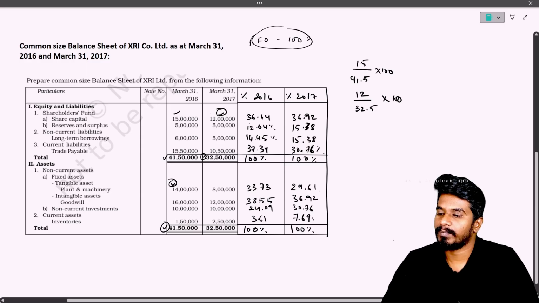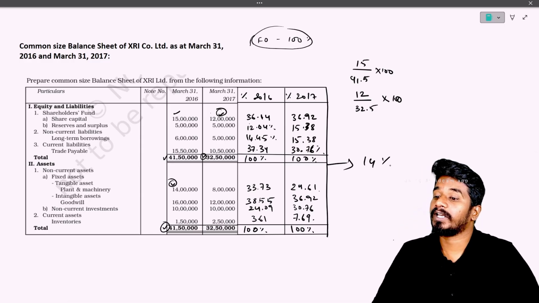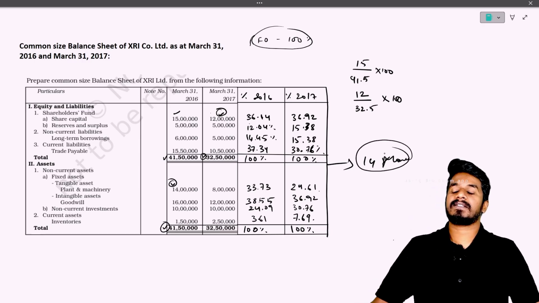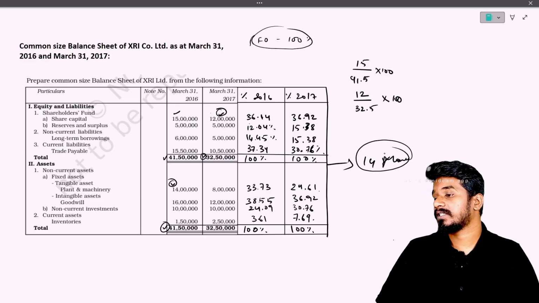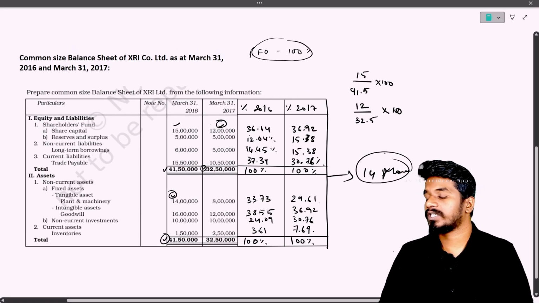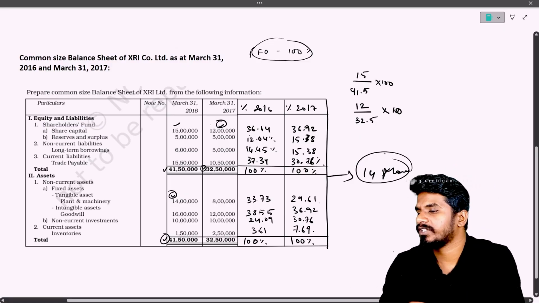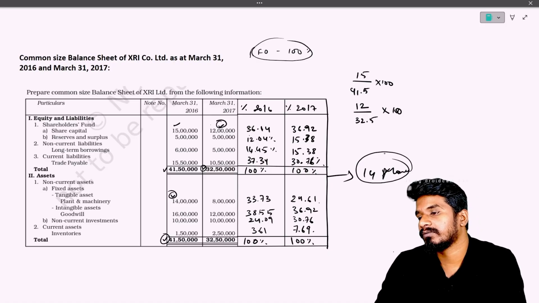This is how simple the question is. For this you will get 14 marks. You can close your eyes and calculate, it is that easy. So note it down, and in the next video we'll solve another problem, the same as common size balance sheet, which is given in a previous year question paper. So let us see that.